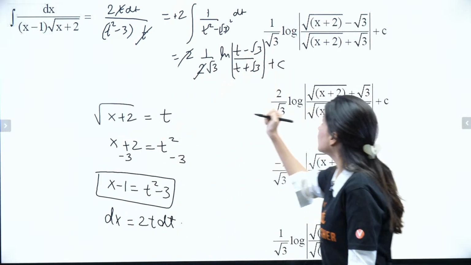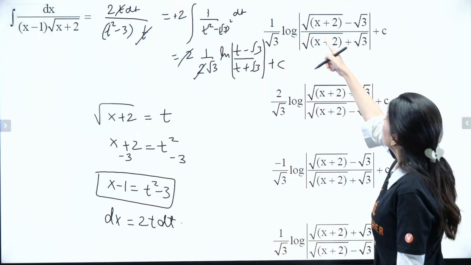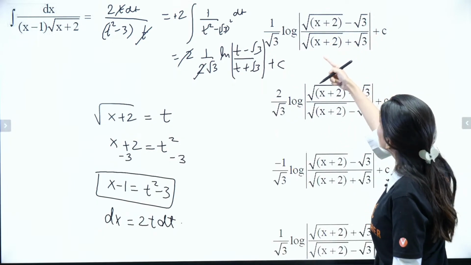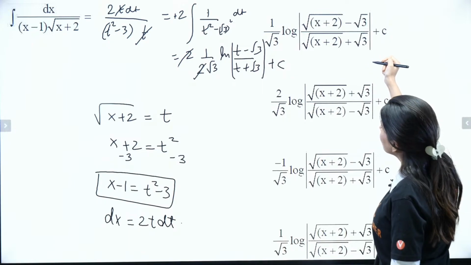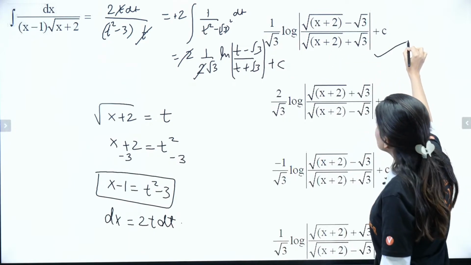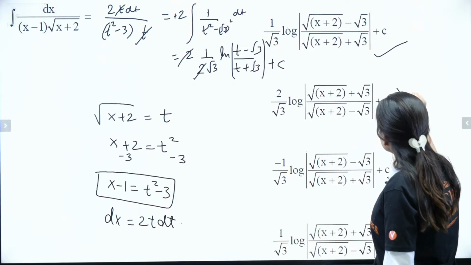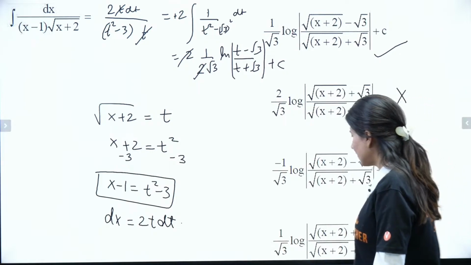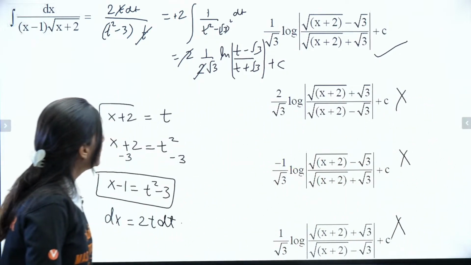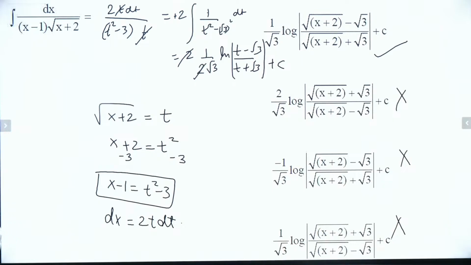You just have to match. What is t? Root of x plus 2. So log of root x plus 2 minus root 3 upon root x plus 2 plus root 3, with 1 by root 3. Option A is absolutely right. This is wrong, this is wrong, this is wrong. Everything else is wrong, right? Only option A is absolutely right.